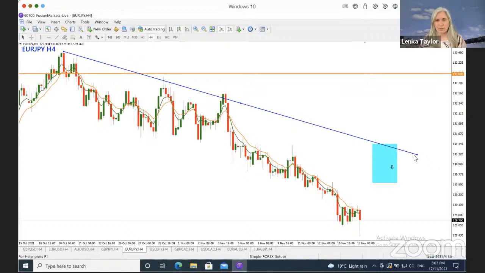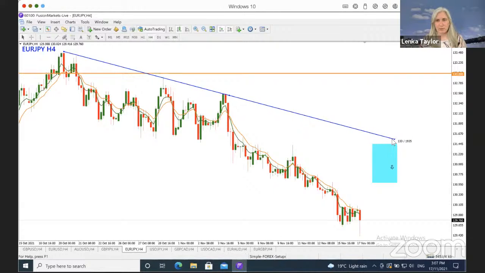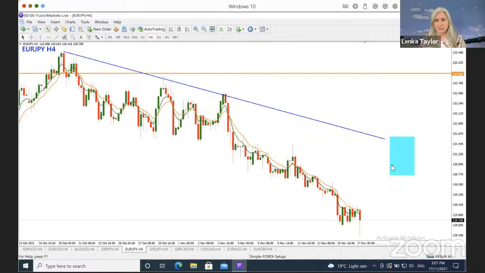So yeah, somewhere around this area. So looking for a pullback here, and then looking for a short opportunity. This is not something that will be happening soon. We need to wait for that price to come up.